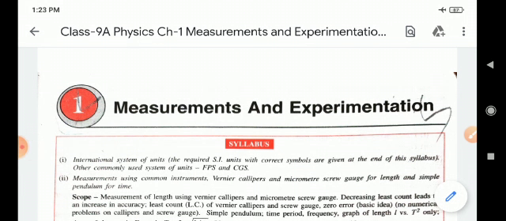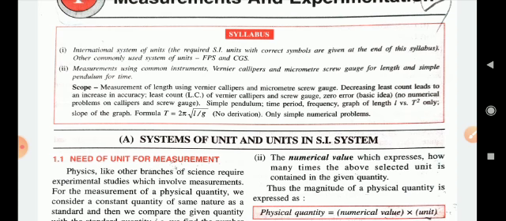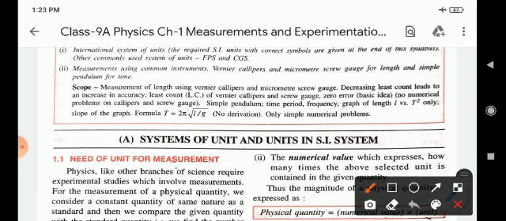Firstly, I will introduce the syllabus. Number 1 point, International System of Units. The required SI units with correct symbols are given at the end of the syllabus. Other commonly used systems of units are the MKS system, CGS system and FPS system. Second point, measurement using common instruments: vernier calipers, micrometer and screw gauge for length, and simple pendulum for time. Understand? A point, system and unit of SI system.